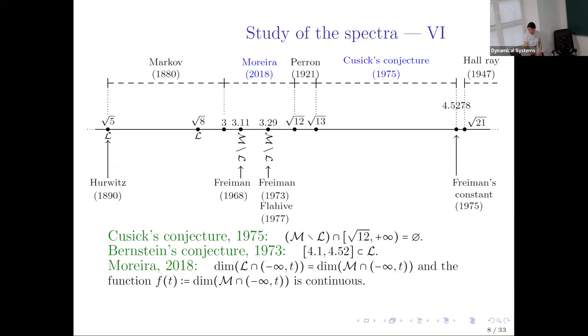And it is actually equal to 1 at the square root of 12, and it is non-zero as soon as we pass 3. So the spectrum is discrete before 3, then it has full dimension at the square root of 12. And the dimension grows monotonically as soon as we pass 3.